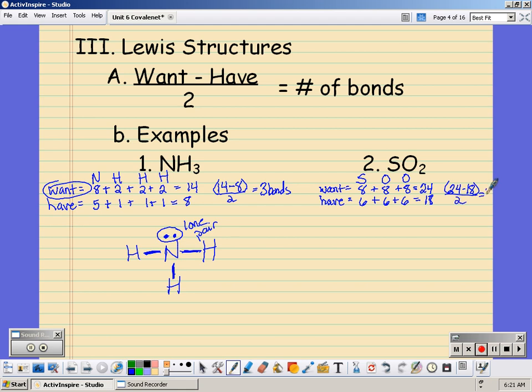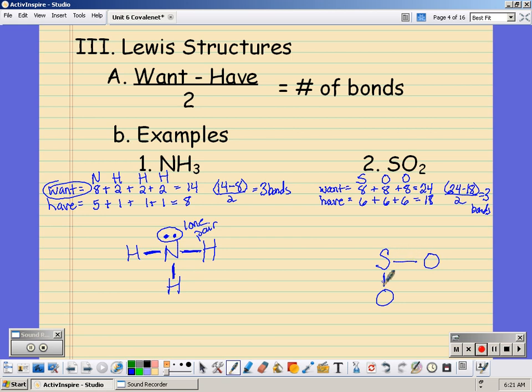The first element goes in the middle, unless it's hydrogen, and then we have our 2 oxygen atoms around sulfur, and we bond them to sulfur. Now I've only drawn 2 lines to represent 2 bonds, but I calculated 3. Because my bonds don't match what I calculated, I know that there has to be a double bond. So that third bond is going to be a double bond.